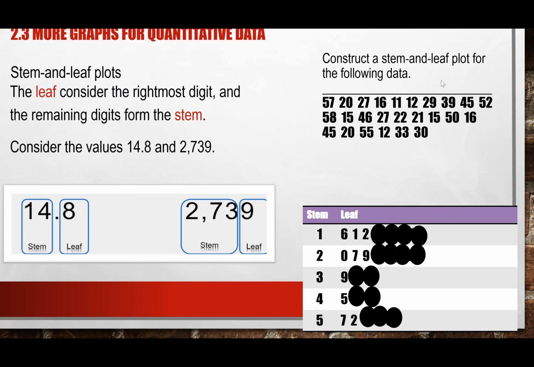So again, my first 10 data, and this is my first 10 data here. And as you can see, you can keep on going, which is 58. We go to 5, write 8, 15, 46, 27, 22, 21, 15, 50, and 16, which is again, that's how you read it, which is again 16, 11, 12, 15, 15, 16. So in the sense, all we do is we go to each individual data and you write in your number.